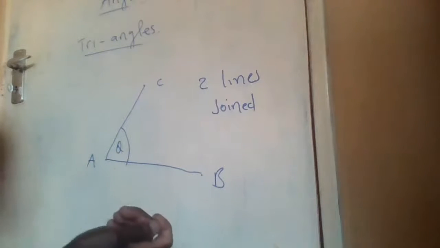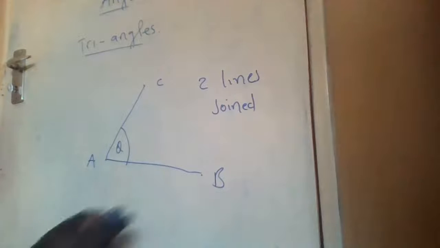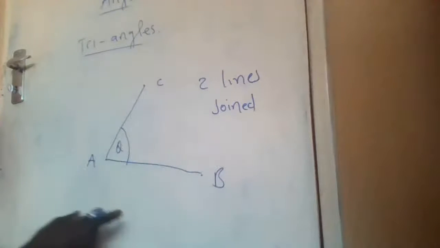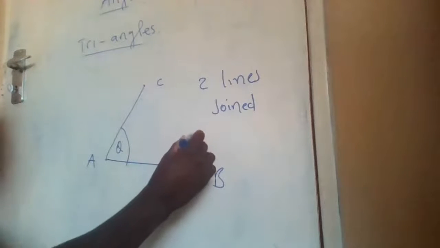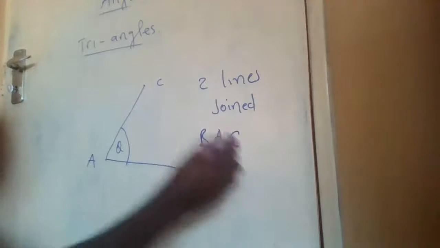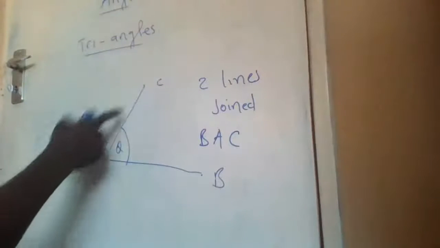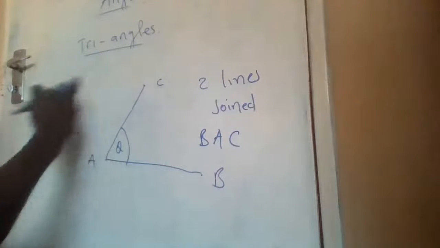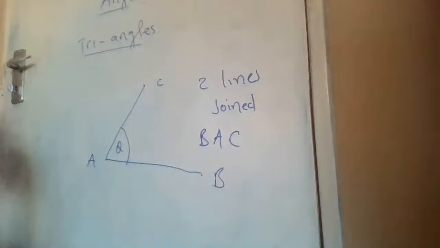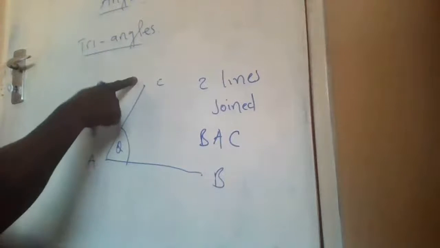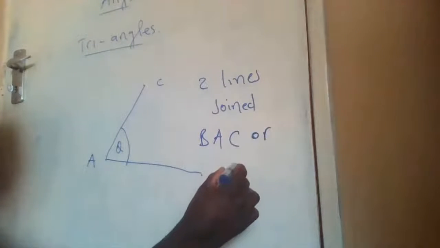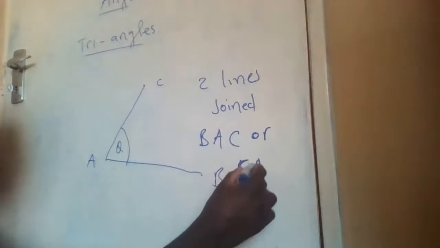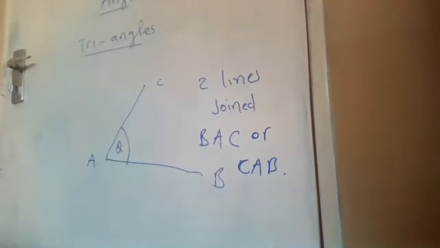We are interested in the points. Which points do we have around here? We have B, A, C, or C, A, B. So this is one way of representing the angles.